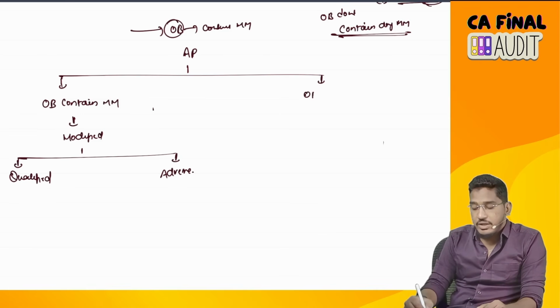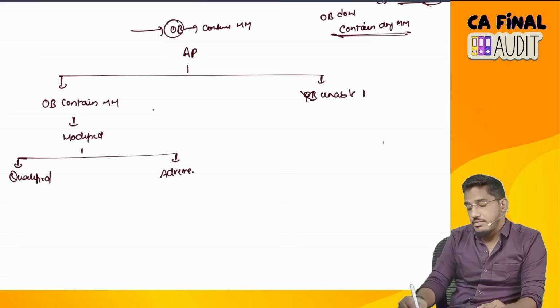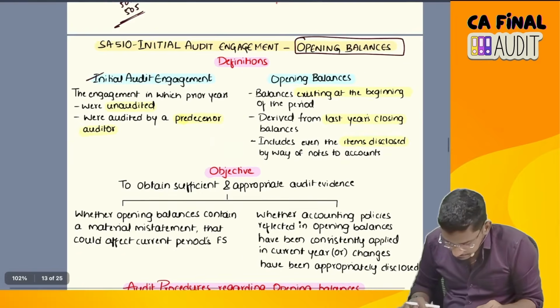On the other hand, sometimes what will happen is the auditor is unable to obtain audit evidence regarding opening balances. Auditor unable to obtain audit evidence. I think I have already written it in the charts here.